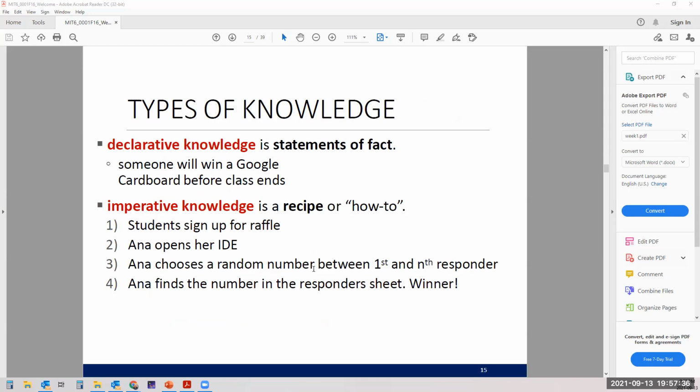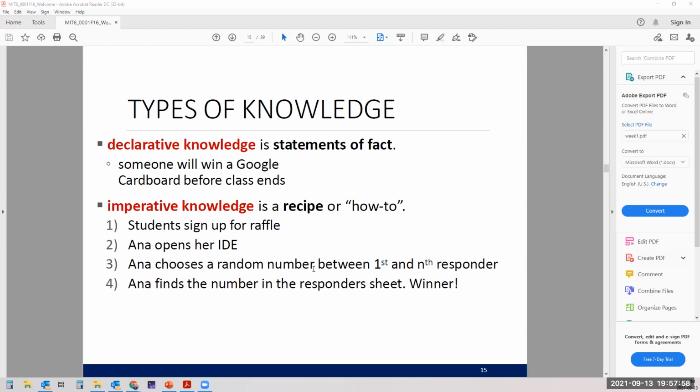For example, students sign up for a raffle. Anna opens her IDE. Anna chooses a random number between the first and nth responder. Anna finds the number in the responders' sheet, who is the winner.